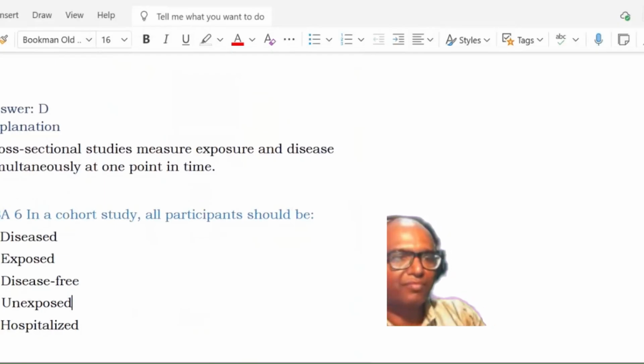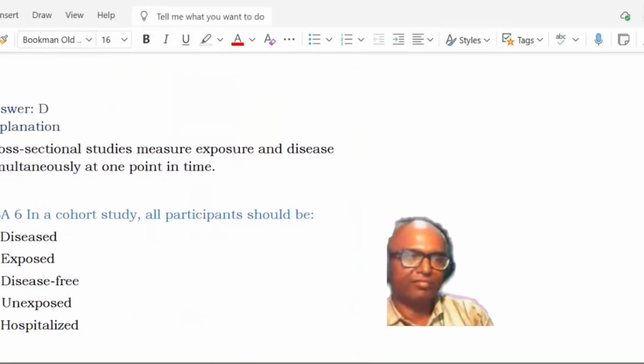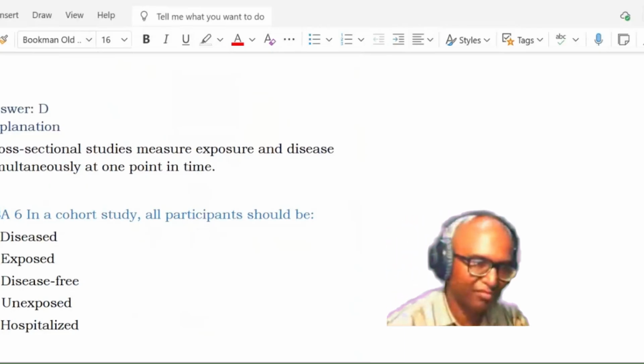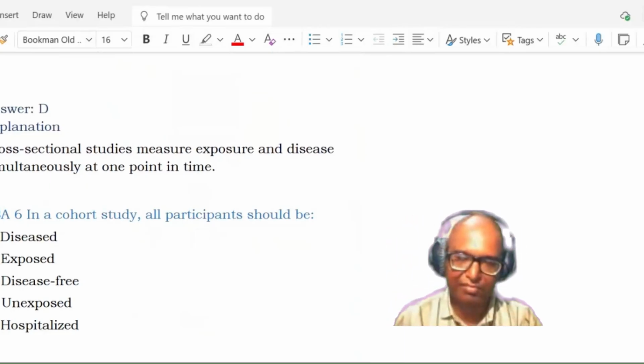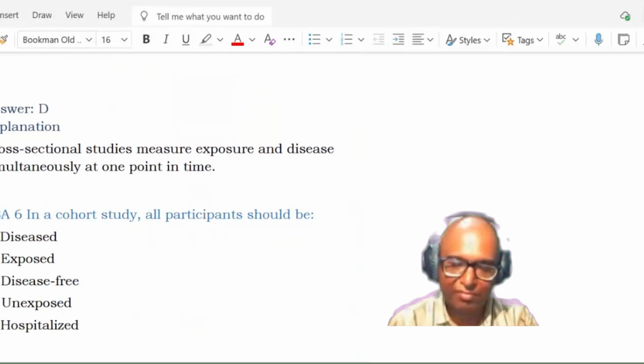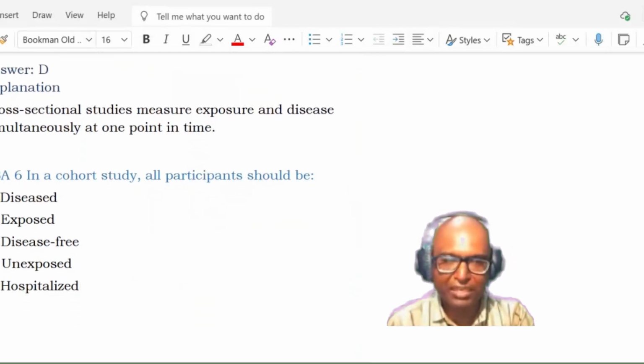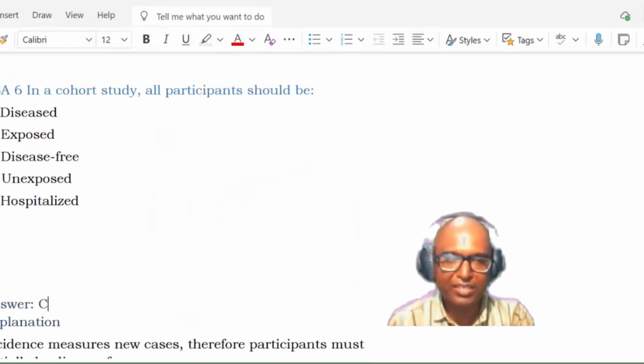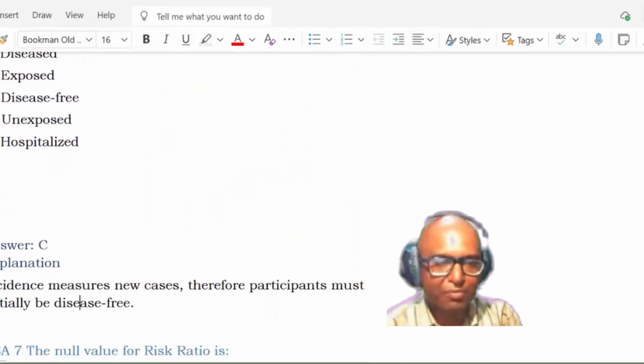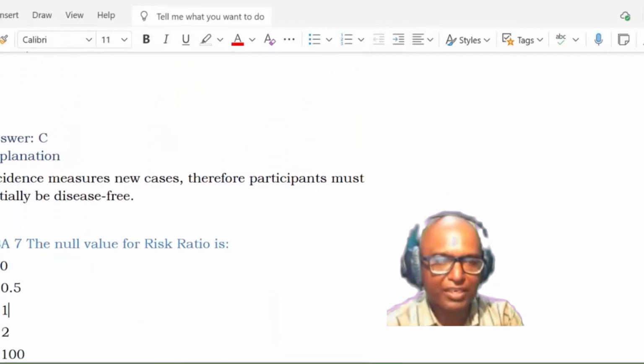Question number 6. In a cohort study, all participants should be: A. Disease, B. Exposed, C. Disease free, D. Unexposed, and E. Hospitalized. So it is disease free, C. Yes, we begin with the disease-free in a cohort. Incidence measures new cases. The participant must be disease-free initially.